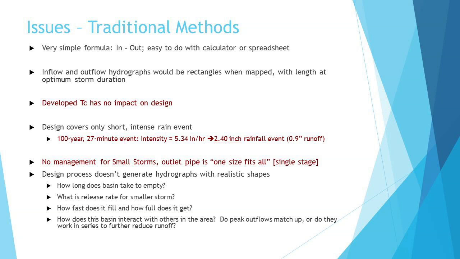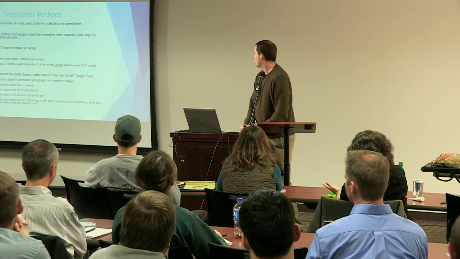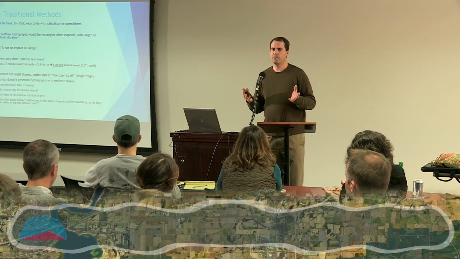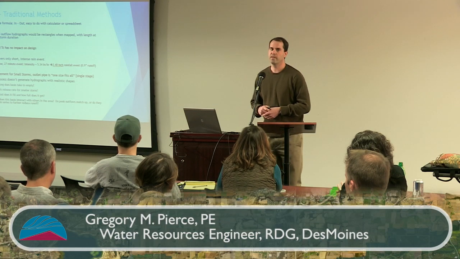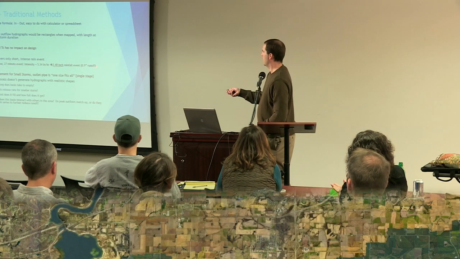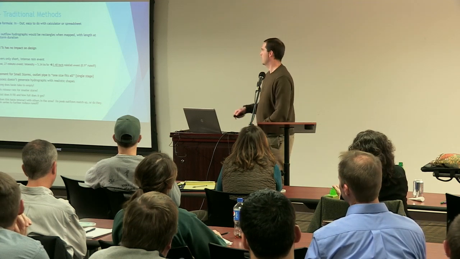It also is designing for a very short, intense rain event. So you've got a 100-year storm where our optimum time was 27 minutes. If I do the math with the old rainfall rates, it was 5.3 inches an hour. It sounds like a lot, but my storm is only 27 minutes long. If I do the math, it's a 2.4 inch rainfall event, which is 0.9 tenths of an inch of runoff. We were talking before that our 100-year storm might be 7 inches of rain in a day. And now I've designed my basin to manage the water from an event that's about 2, 2.5 inches of rain, of which less than an inch is actually being modeled as runoff.